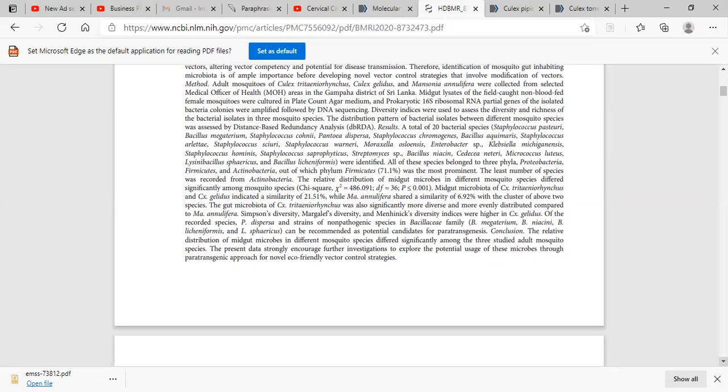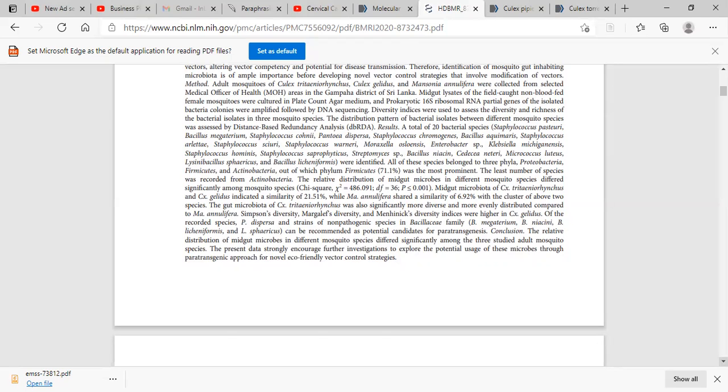Well, a total of 20 different bacterial species were identified, such as Staphylococcus, Bacillus, Moraxella, Enterobacter, Klebsiella, and Streptomyces. All of these species belong to three phyla: Proteobacteria, Firmicutes, and Actinobacteria. Of these, the phylum Firmicutes, accounting for 71%, was the most prominent in the study. The least number of species was recorded from Actinobacteria.